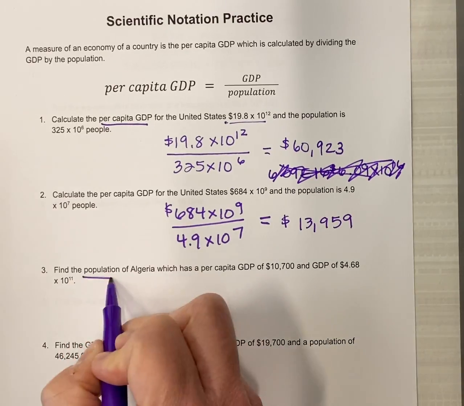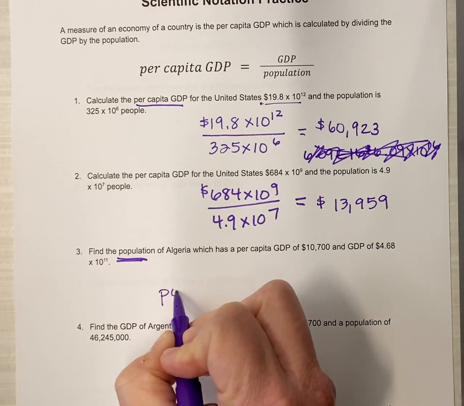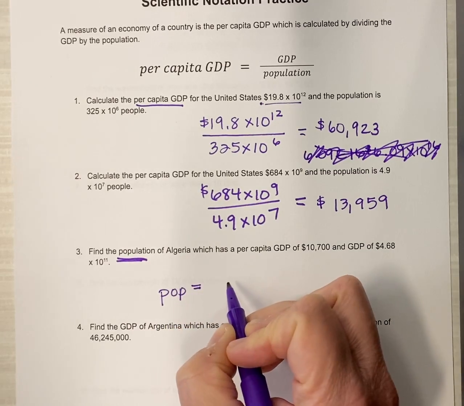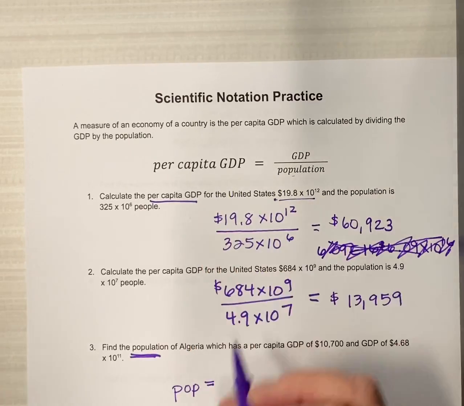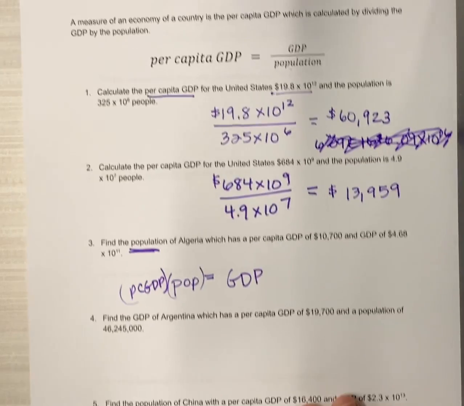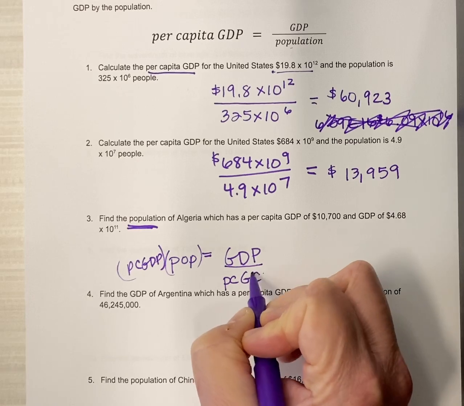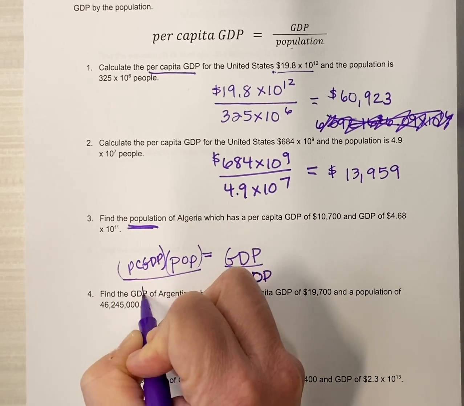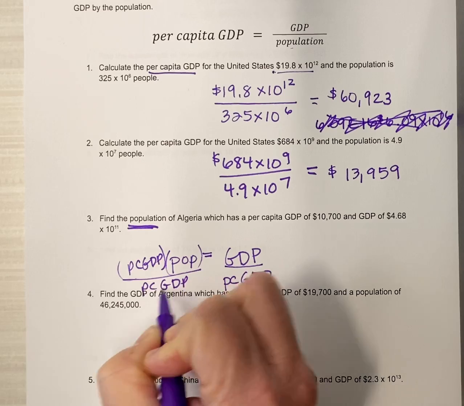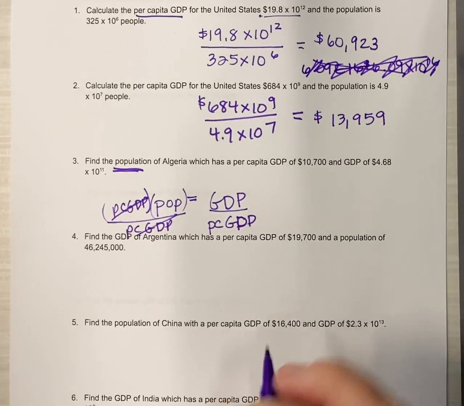Okay, now it says find the population. So I'm gonna have to rearrange my equation. So population is going to be, if I multiply both sides up here by population, I'm going to get population times per capita GDP equals GDP. And so now to solve for population, I'm going to divide both sides by per capita GDP. So population is GDP over the per capita GDP.